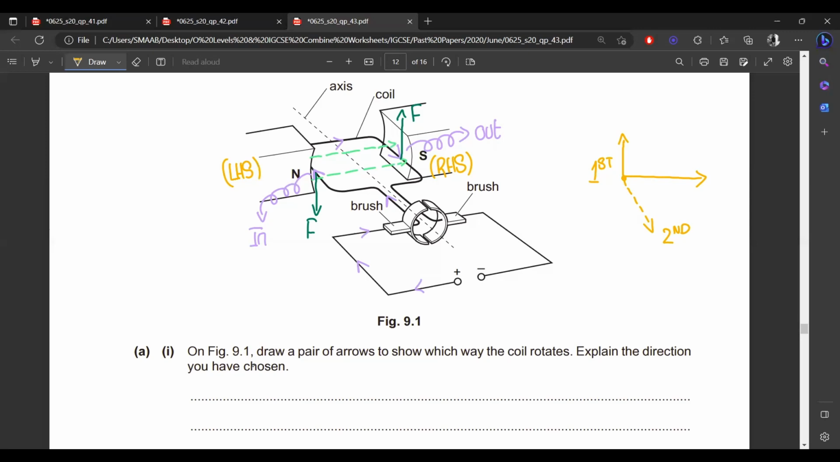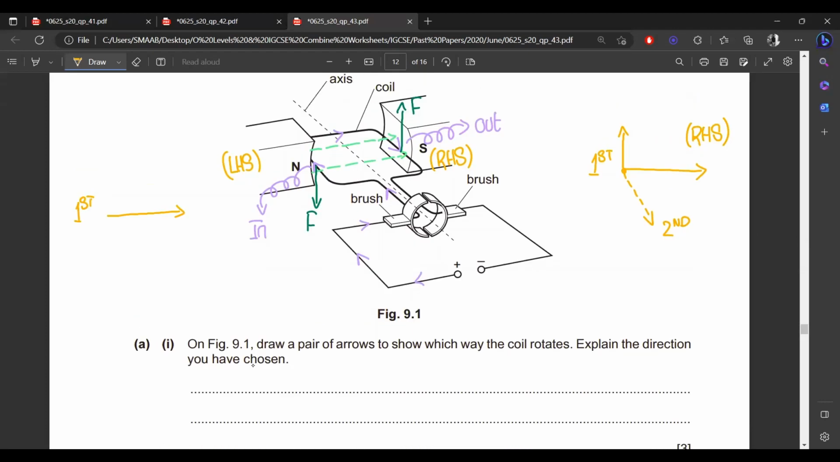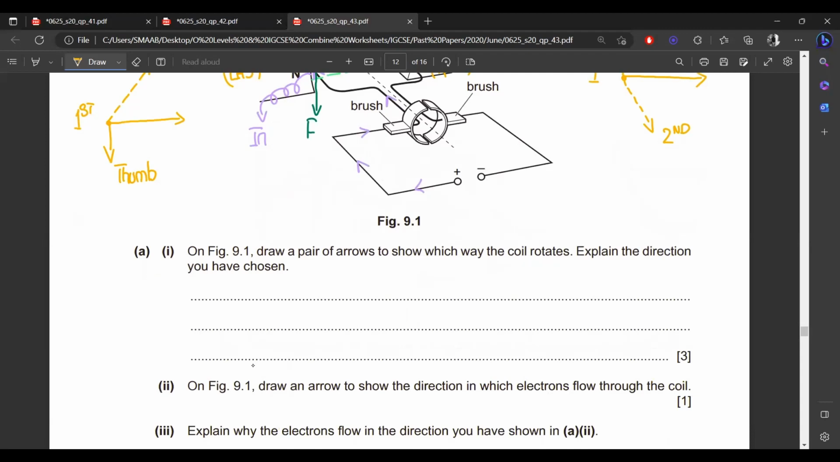No. So this is for the right hand side, and for the left hand side, our orientation will be like this, so the first finger will remain the same because the magnetic field is uniform. There is no change in it. The only change is that the second finger is pointing into the page and we are getting the direction of the thumb in the downward direction. This is the thumb direction, which represents the direction of force. So that is the simple concept, right? Okay, now explain the direction you have chosen.